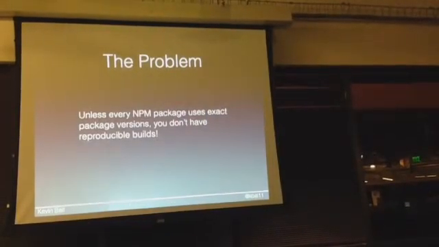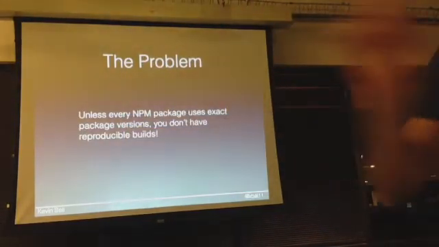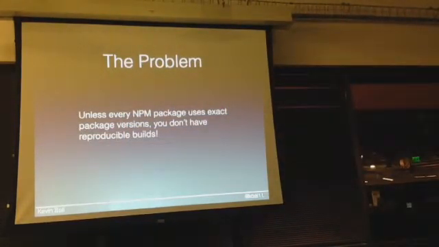Unless every NPM package that you depend on uses exact package versions, your builds are not reproducible. This could bite you at any time. This could bite you when you ship to production. This could bite you when you bring up a new developer. This could bite you when you're trying to debug this thing that's coming from your QA department and it doesn't reproduce quite right on your machine, and then when you trace it down, it's something 3 layers deep is using a different version.